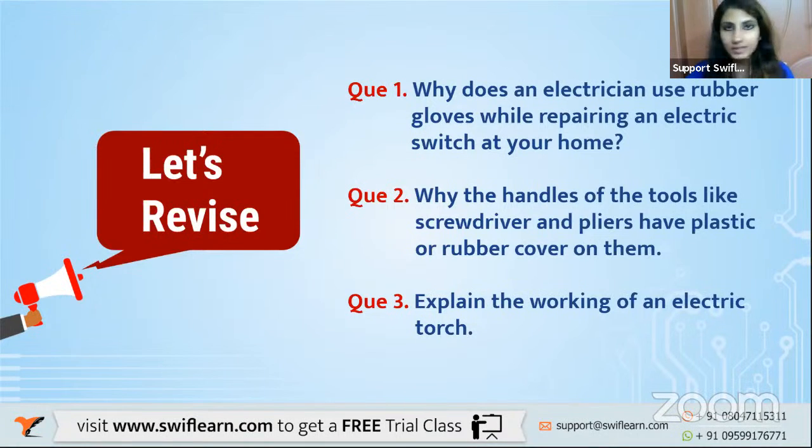Why does an electrician use rubber gloves? Because electricity is conducting, and when we are repairing an electric appliance or any electric connections, there will be high chances that we will get a shock from that electric wire, because sometimes the switch will be on, sometimes the switch will be off. That time we will have conduction of electricity from the wire to our hand. So to prevent that, they will wear rubber gloves. These rubber gloves are like an insulator. They will stop the electricity from flowing.